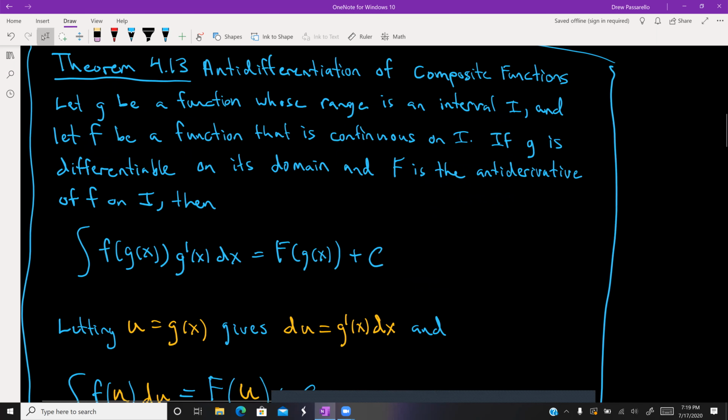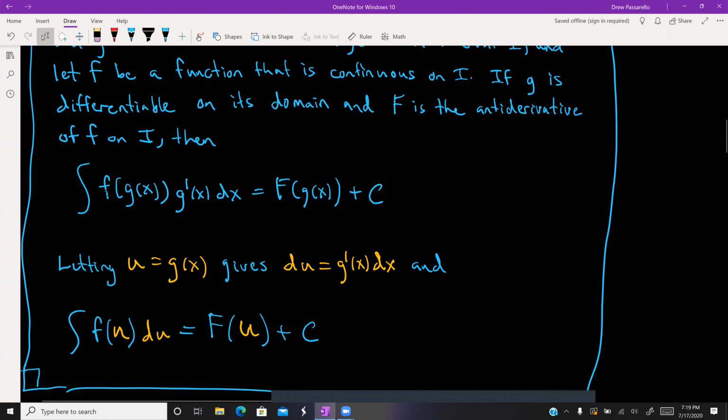So this is theorem 4.13 in the book, and it says it's the anti-differentiation of a composite function, basically integrating a composite function. So you let g be a function whose range is an interval I, and let f be a function that's continuous on I. If g is differentiable on its domain, in other words, you can find the derivative for g on the entire domain, and capital F is the antiderivative of lowercase f on I, then we have the integral of the composite function f of g of x times the derivative of g of x, dx, is equal to the antiderivative capital F of g of x plus c.